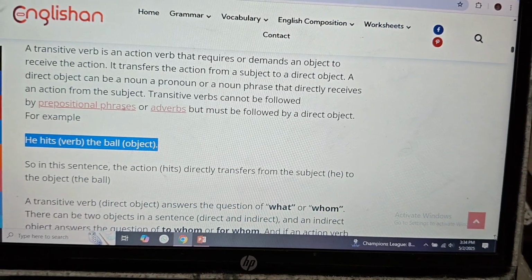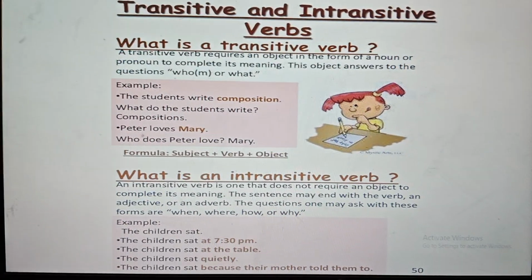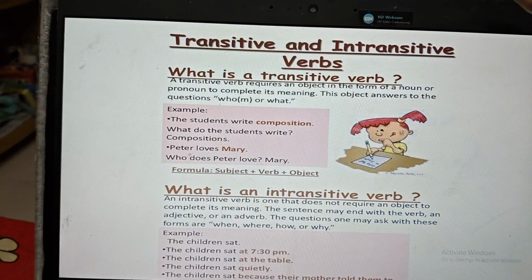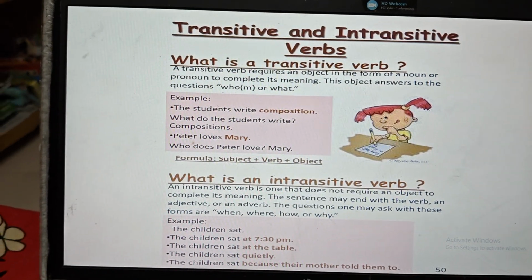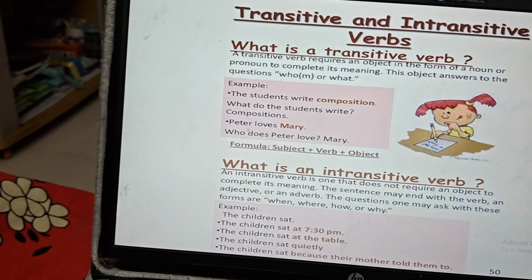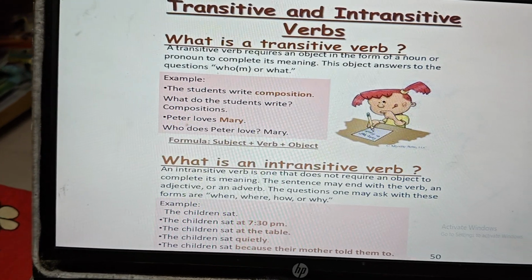So thank you guys for this wonderful opportunity. I hope you all understood this very main topic of verbs, which is transitive and intransitive verbs.